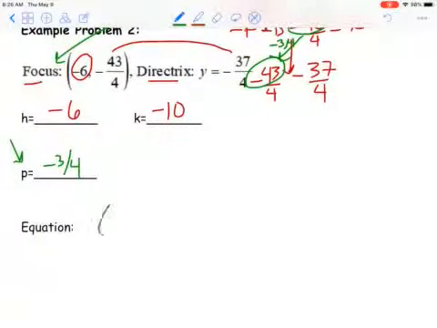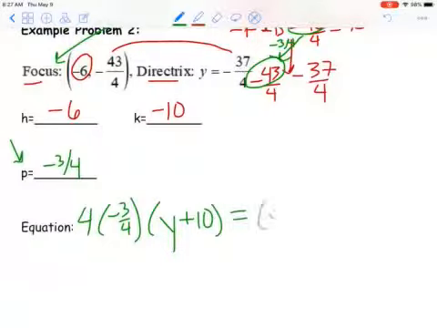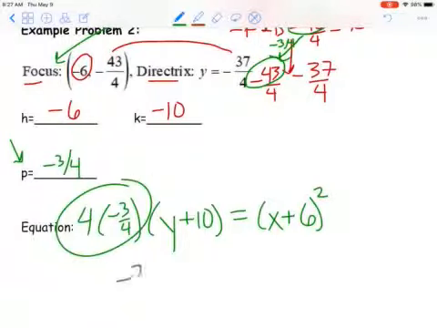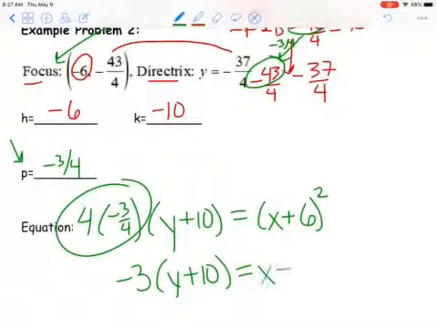So my equation is 4 times P(y minus K) equals (x minus H) squared. And I'm just going to simplify that as -3(y plus 10) equals (x plus 6) all squared.